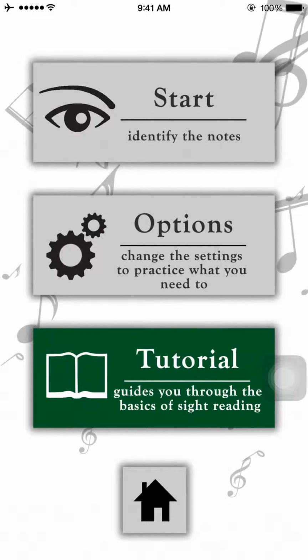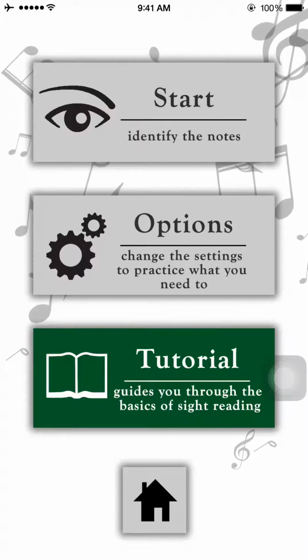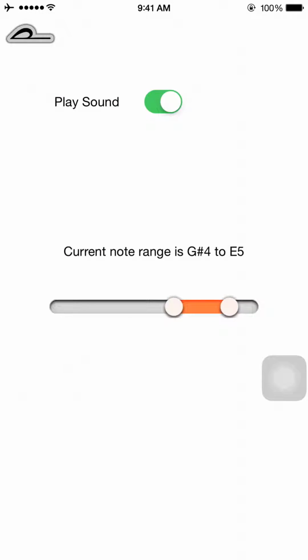There are 2 to 3 main sections for every part of the app: the game, the tutorial, and for some, the options. The options allow for the player to customize the game to fit their needs. For example, turning on or off the sound in the game, specifically for sight reading, or changing the slider to practice a certain range of notes.